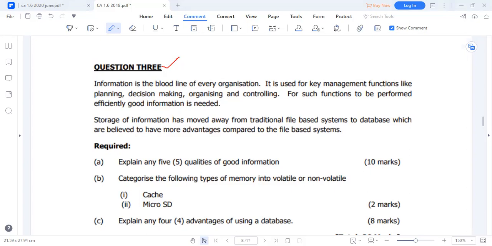So information must be: 1, factual. 2, reliable. 3, accurate. 4, what else? Help me out with the remaining. It must be accurate. You should remember accurate. Spell accurate: double C, U, R, A, T, E.